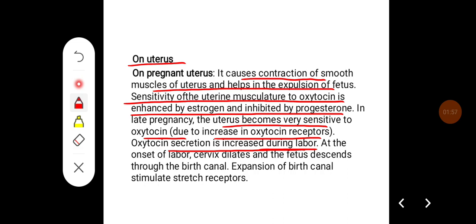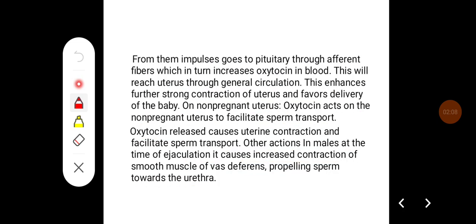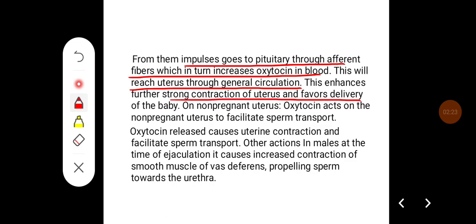At the onset of labor, the cervix dilates and the fetus descends through the birth canal, and expansion of the birth canal stimulates the stretch receptors. From them, impulses go to the pituitary through the afferent fibers, which in turn increases oxytocin in the blood. This reaches the uterus through general circulation, and this enhances further strong contraction of the uterus and favors delivery of the baby.